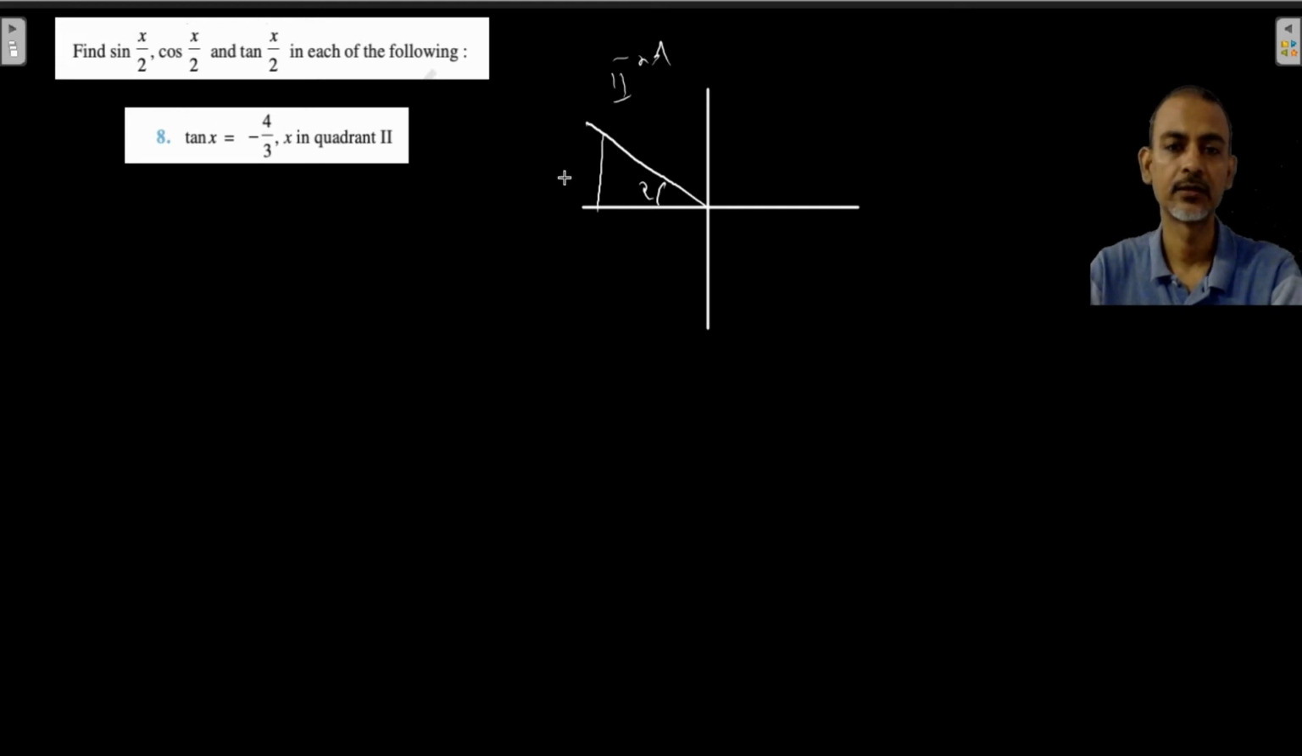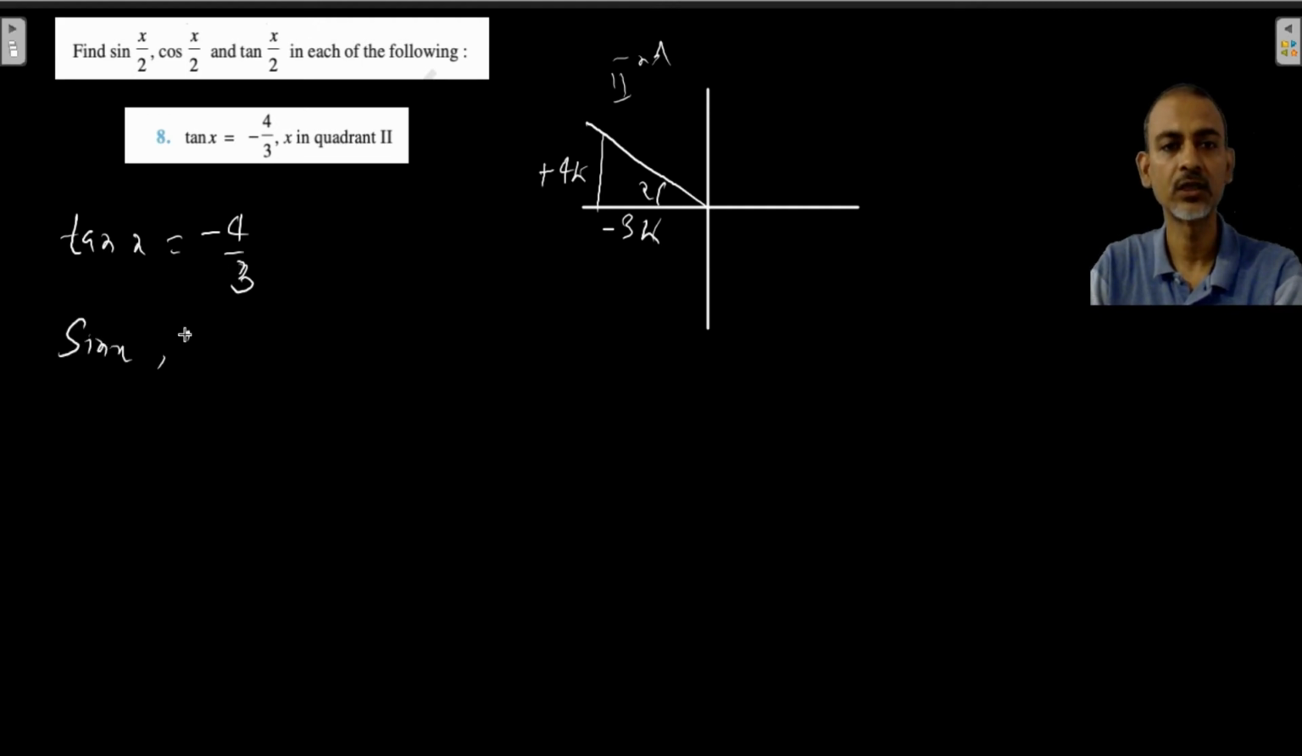So you know that you can have it as plus 4k and minus 3k, because x would be negative here and y would be positive over here. So using this, you should try to calculate the value of sin x and cos x as well. And why do you do that? Because you were asked to find the values of x by 2, once you get the values of these, the other values will be easier to find.